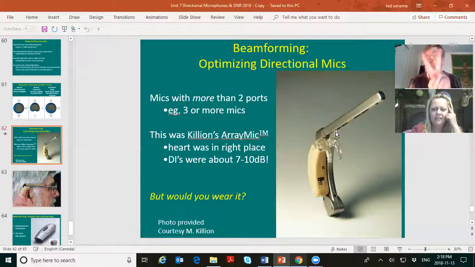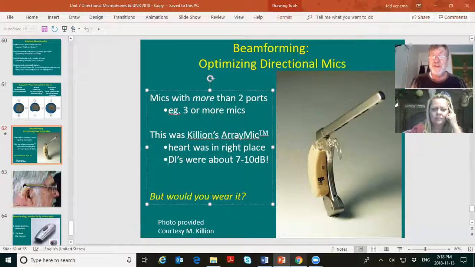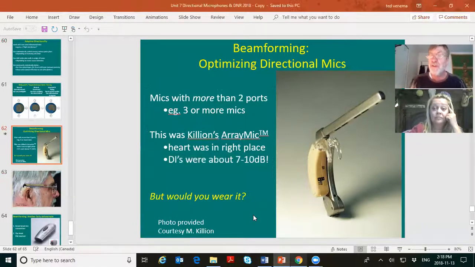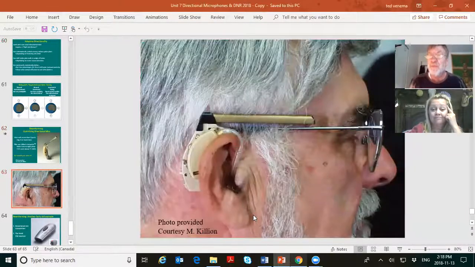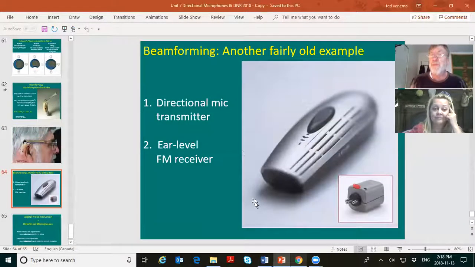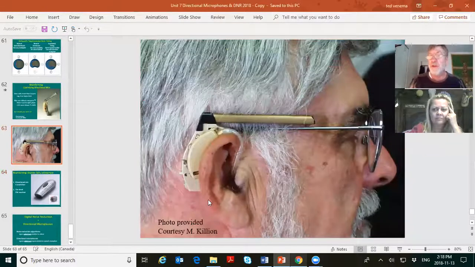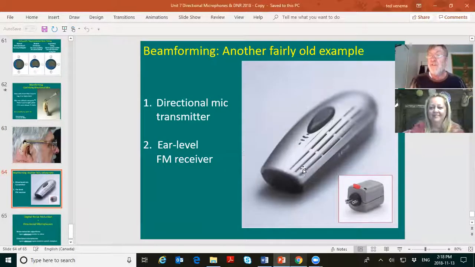Not just two, okay? And it's really directional. I mean, directional index is about 7 to 10 dB. But would you wear it? I don't think so. This is an example of a D mic. That was a fairly old example, but better than this one, okay? This you could set on the table.